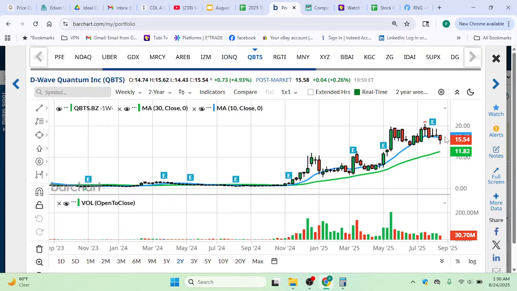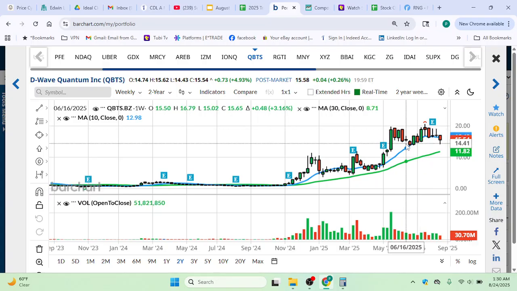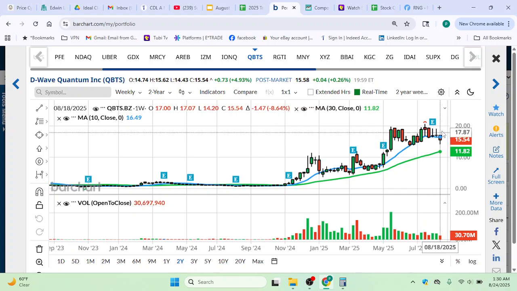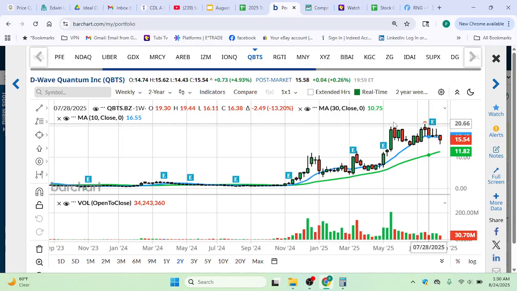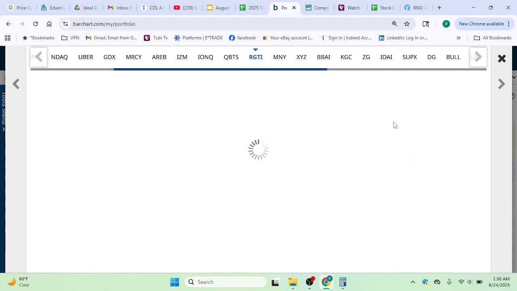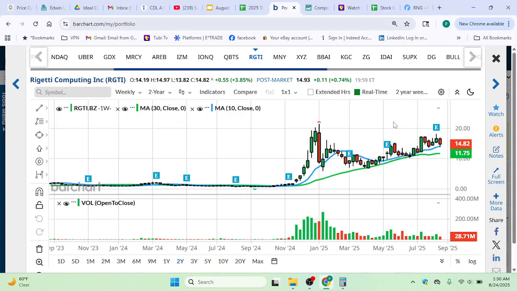Same with QBTS, D-Wave Quantum, maintaining this range up here. You can just see there's the top of the range and bottom of the range. If that could get up over these highs again, I think that's a definite theme to watch. Rigetti Computing, another one.